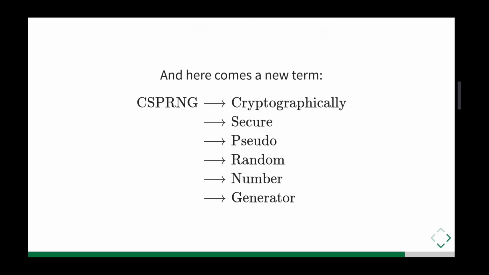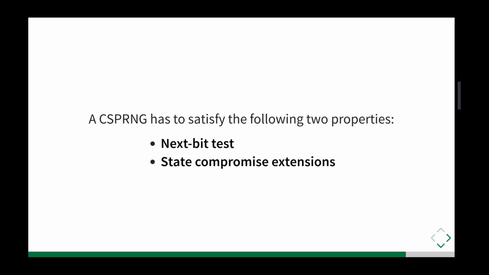And here comes a new term, which is cryptographically secure pseudo-random number generator, or cryptographically random. I'm not sure, there might be another way which is shorter. But the general idea is that you take a PRNG and you put cryptography in before. So this is pretty easy.